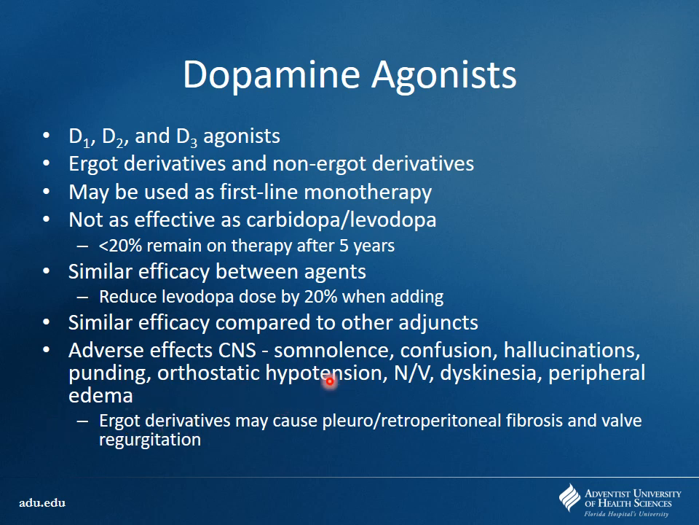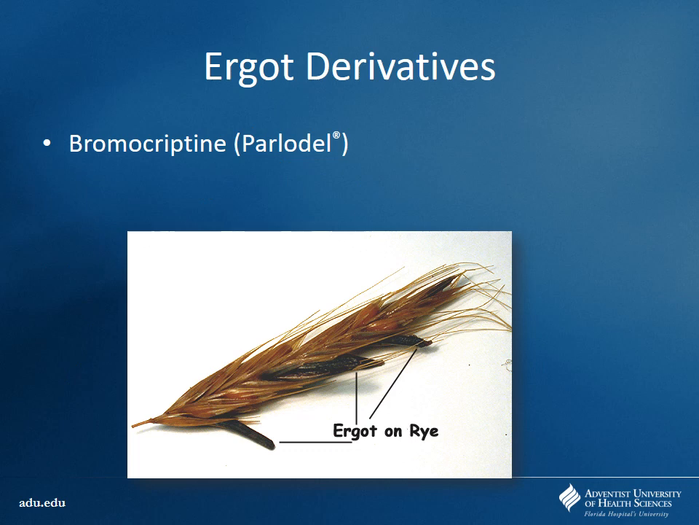So we'll talk about the ergot derivatives in just a second here. Anyone know what this is? This wheat here, and this is actually a fungus. So actually the ergotamine is derived from a fungus. Anyone ever heard of St. Anthony's fire? You know what that is?